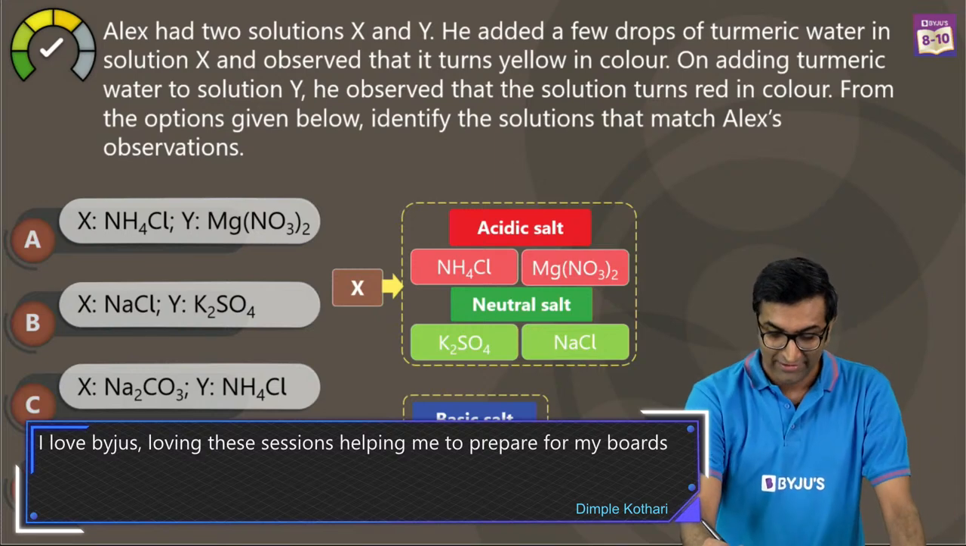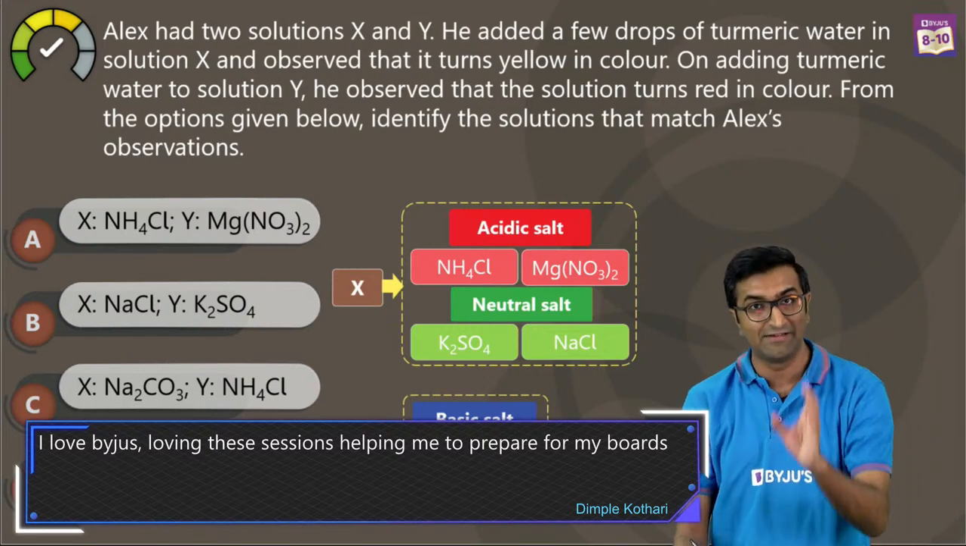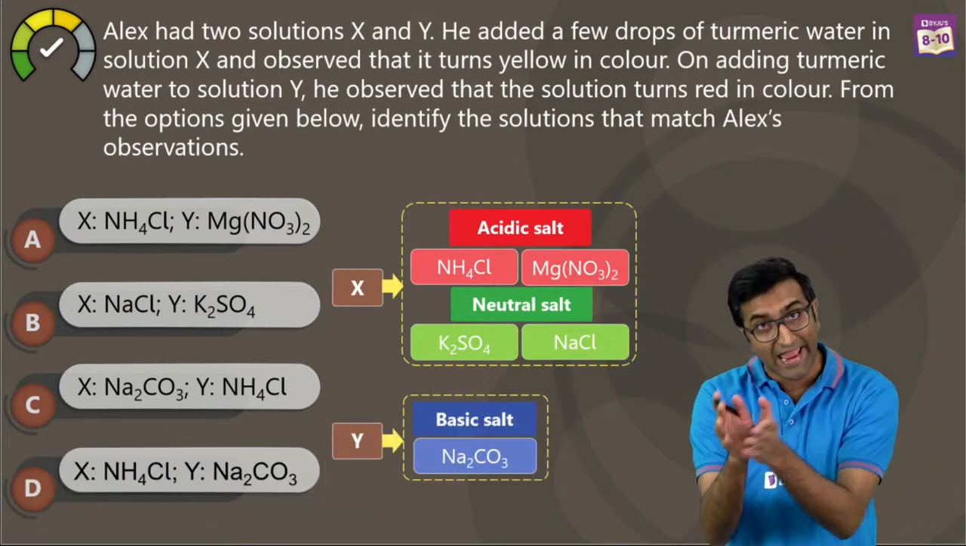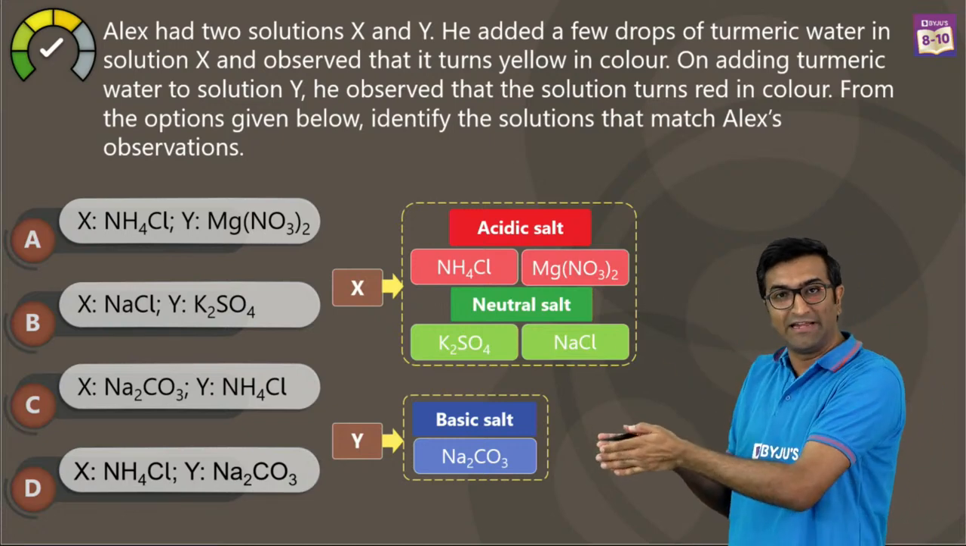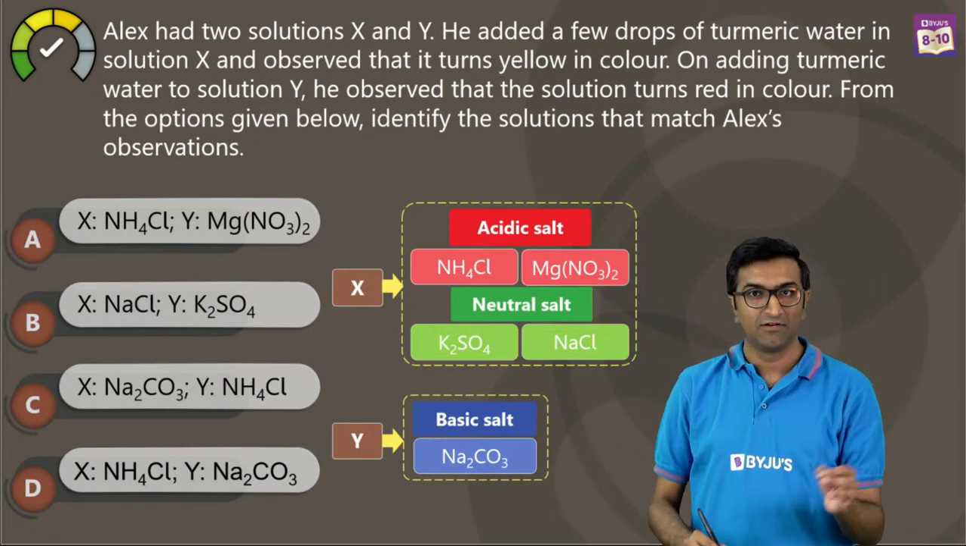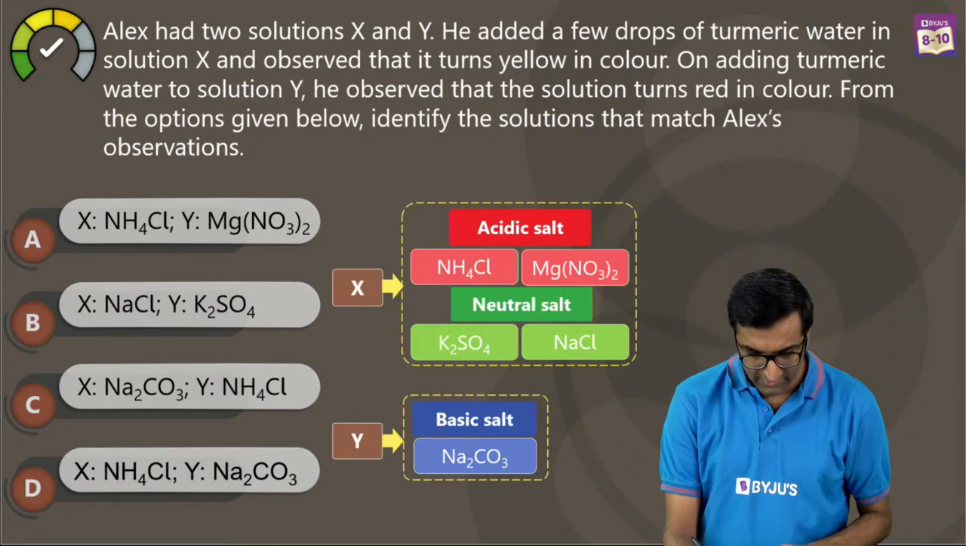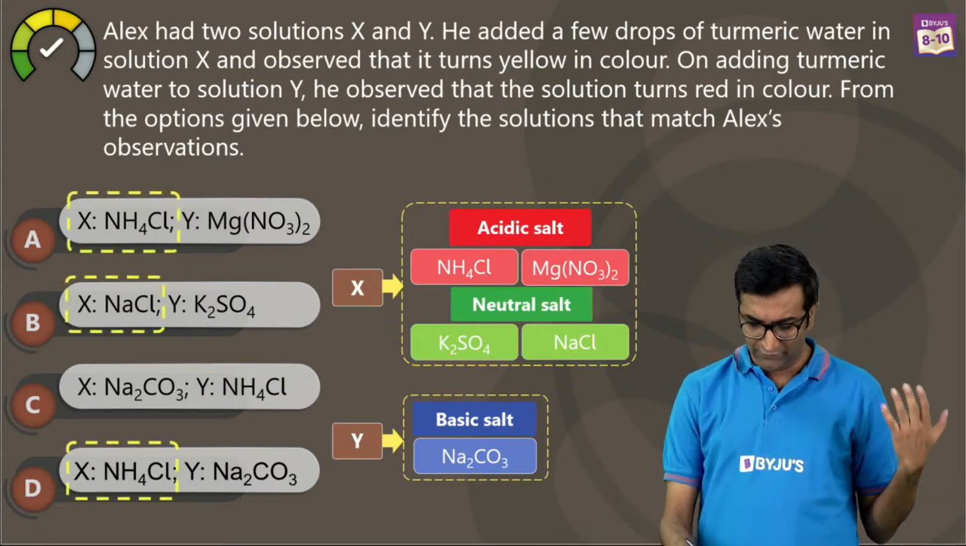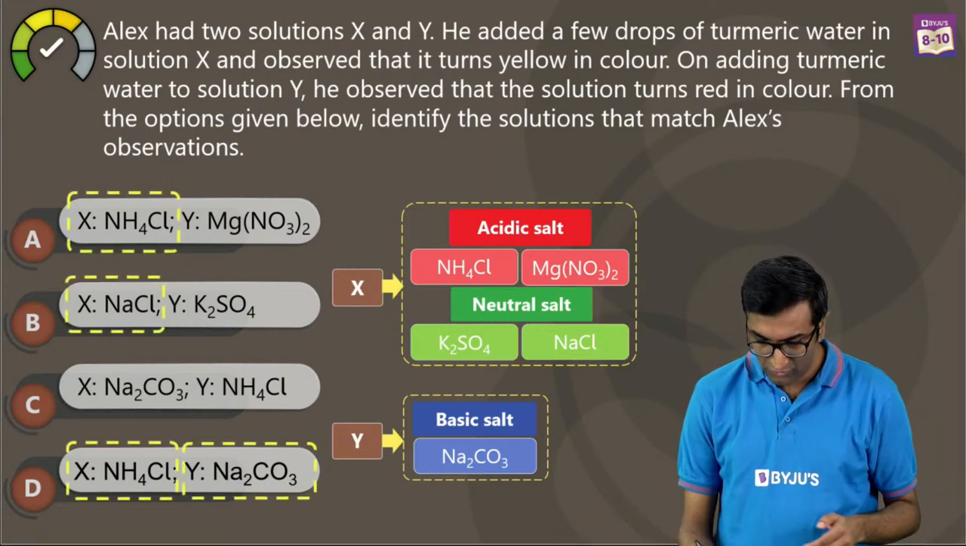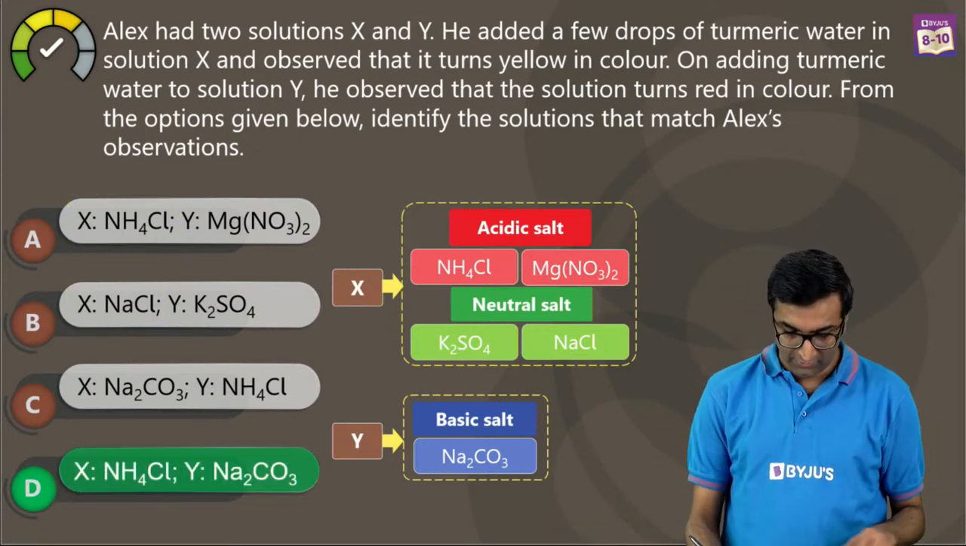See, back to this question. X is going to be either acidic or neutral. Y is definitely basic. Why? Because for X the yellow color stays as is, and for Y the color changes to red, right? Now, we've solved the question. I know we spent some time on it, but I think we're done now. We just have to get back to what was happening here.